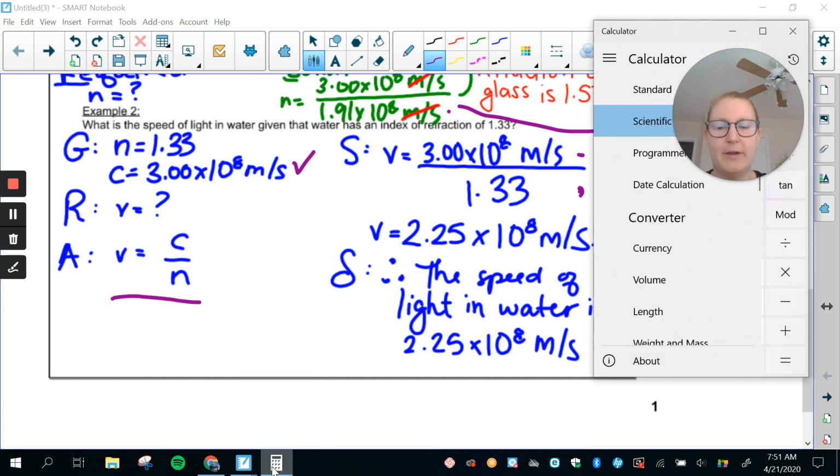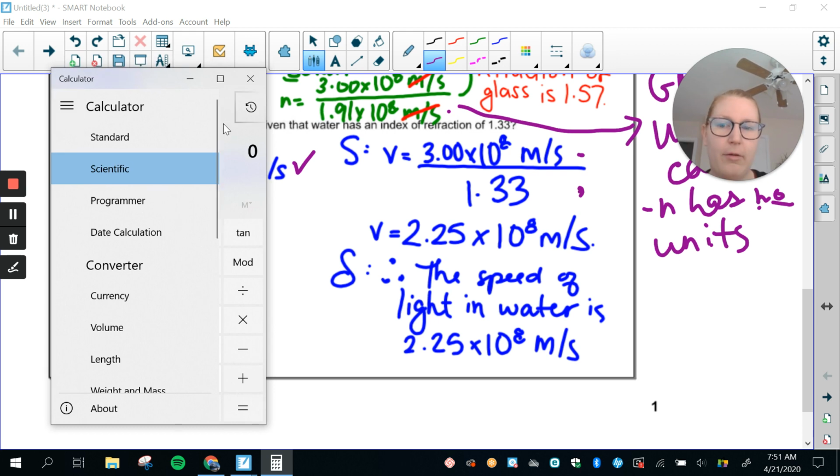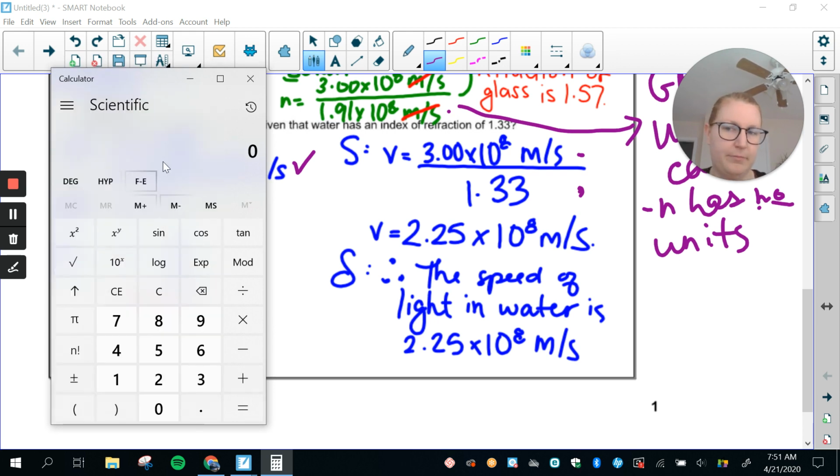I'm going to pull up my calculator. It doesn't actually matter if you're using scientific or not. Mine is just set to scientific because that's what I was using yesterday. I'll show you how I would type this in. I have 3 times 10 to the power of 8. On my calculator, it looks like this. When I press equal, it's going to equal out to this big, huge number, and that is totally fine. Some calculators are set to do that. So that's my number up at the top.